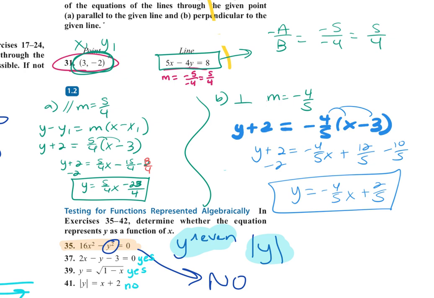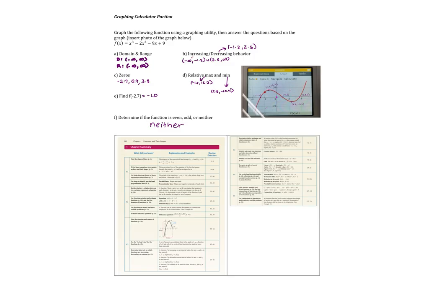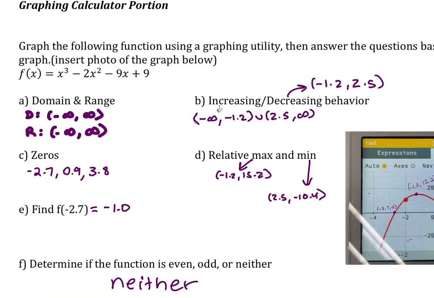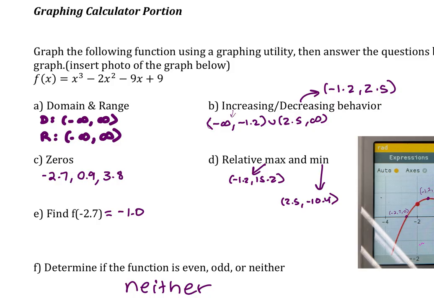Wait, do you think you could go over 4? Third page, now you're into the big graphing calculator one. So it's going to ask you to graph it. Domain, range, increasing, decreasing, zeros, relative max and min. Okay, well, I'm going to go over this so that I don't have to answer this question tomorrow because we've said it so many times.